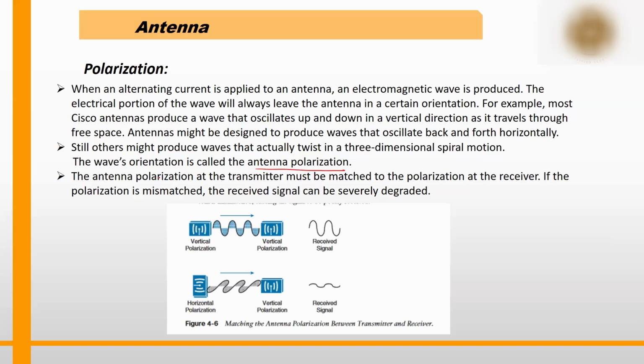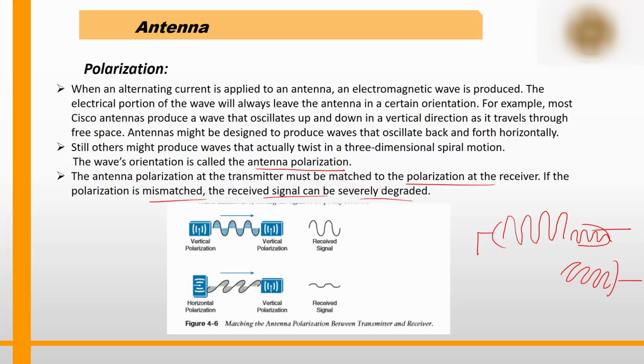So the orientation is very important. You have an outdoor antenna and you are sending, the signal is oriented like this when you are sending. But the antenna that you are using on the receiver side is horizontally polarized, but you are sending a vertically polarized signal. So then that will not work. And the way it is focusing or receiving also will matter. The antenna polarization at the transmitter must be matched to the polarization at the receiver. If the polarization is mismatched, the received signal can be severely degraded.